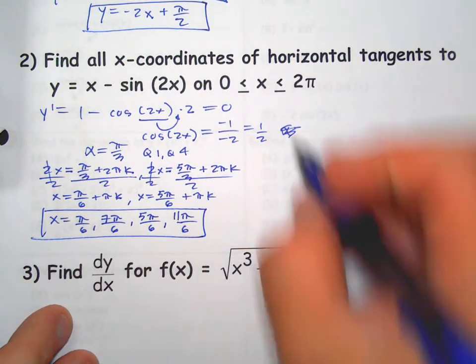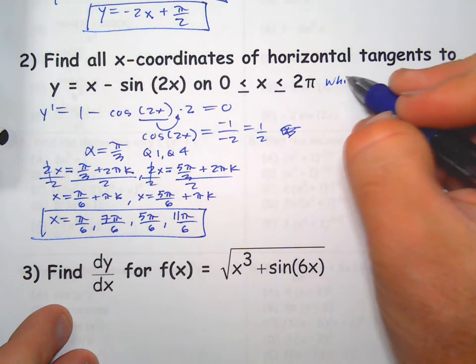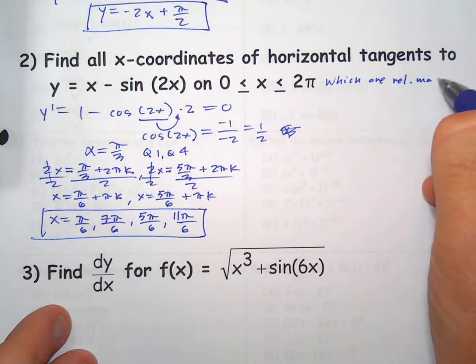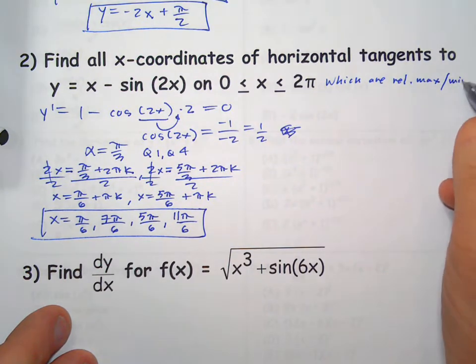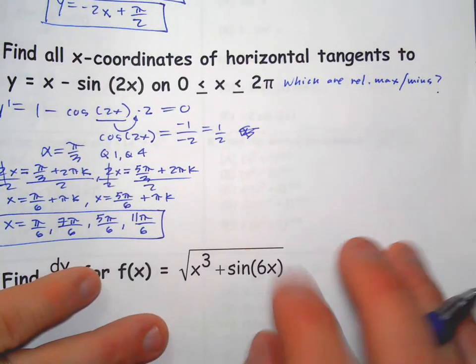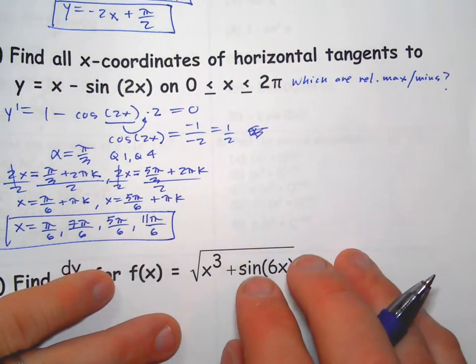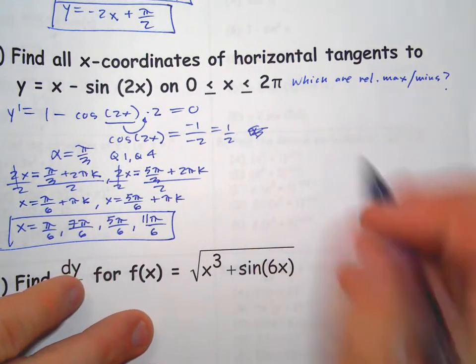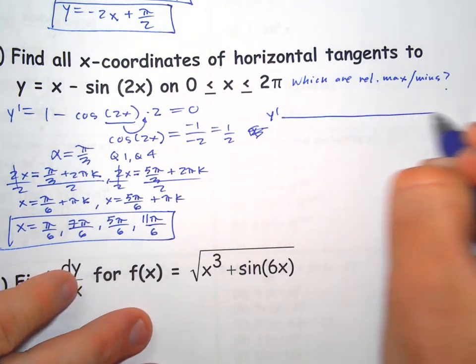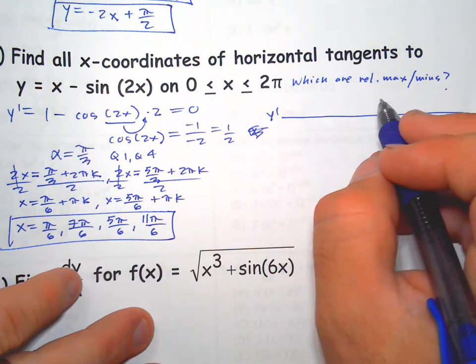Bonus question. Which are relative maxes or mins? Best way to find this is to find the horizontal tangents first, critical points, and to do a line check. We use the first derivative test. Line check is a good way to do it.